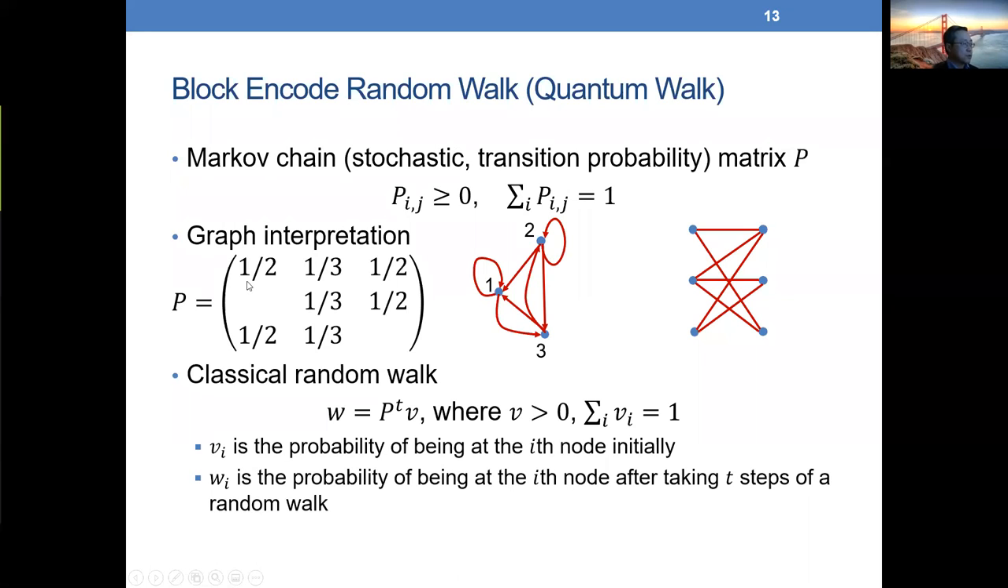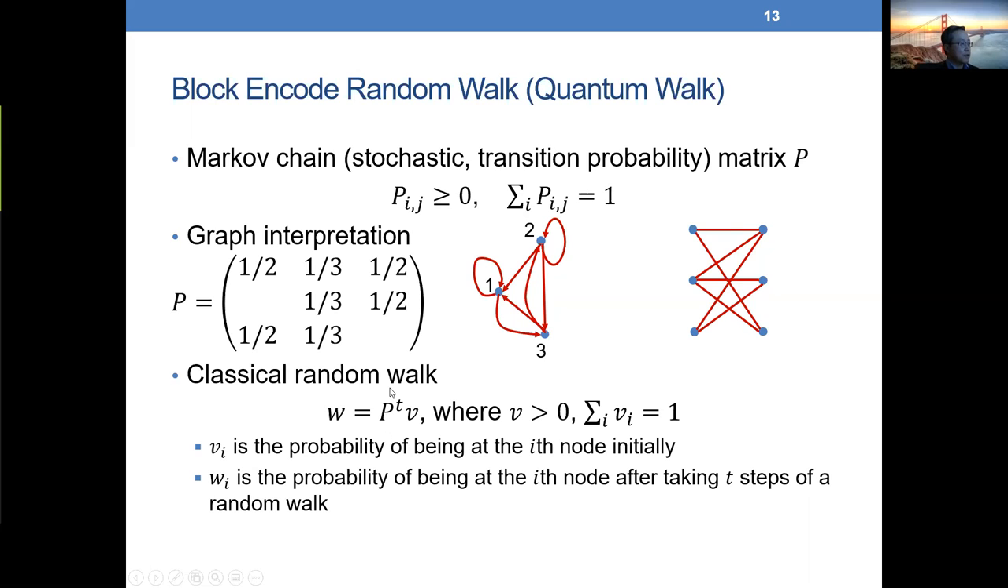It's a matrix with, basically, you can think of a probability representing the transition probability going from I to J on a graph. If you think of a graph, the matrix elements of P are basically the transition probability of going from one vertex to another. There is a lot of literature about this, related to what's called classical random walk.